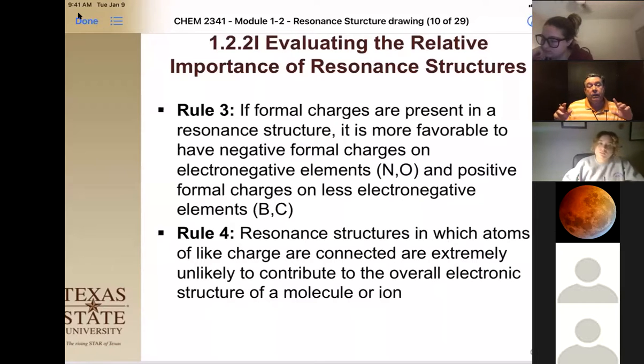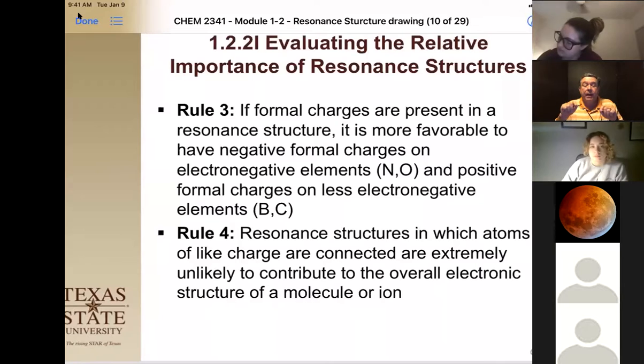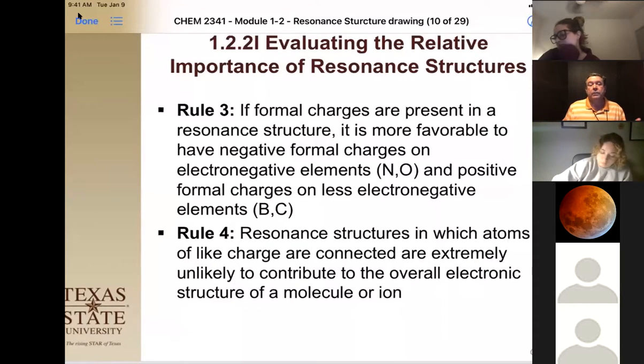Now, rule 4 is that resonance structures in which atoms with like charges are connected are extremely unlikely. If you have a carbon with a positive charge next to a nitrogen with a positive charge, you have 2 positive charges repelling each other. You're never going to have those resonance structures where you have the same charge right next to each other. So whenever you accidentally draw one like that, where both have a positive or both have a negative charge, that's not going to be an important resonance structure.